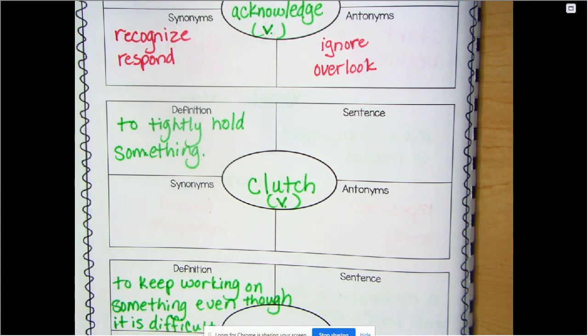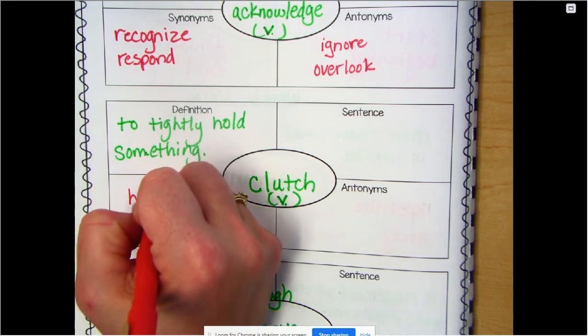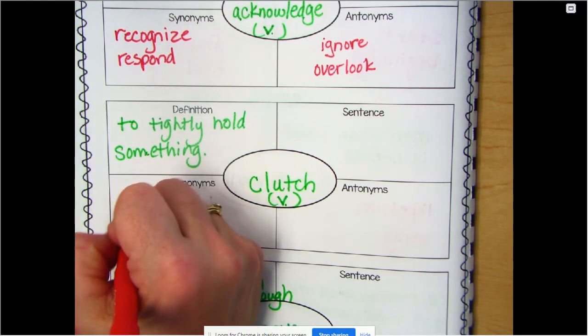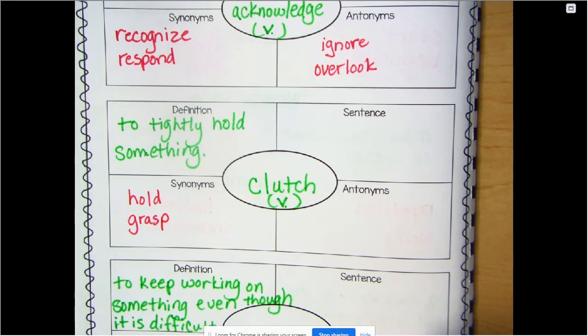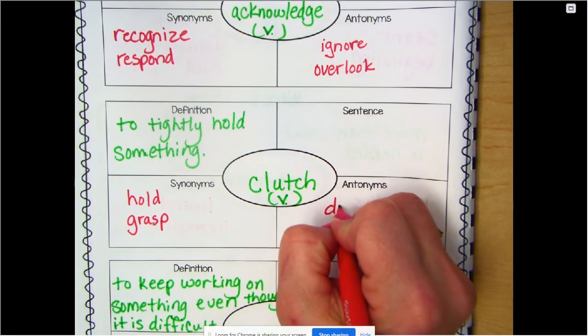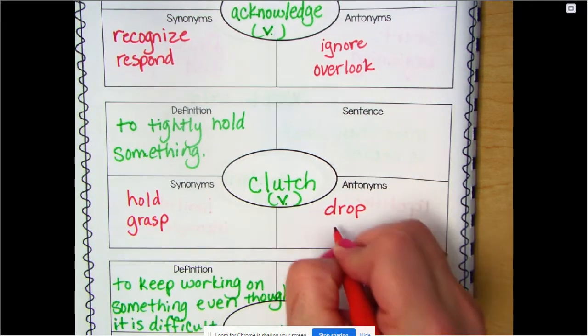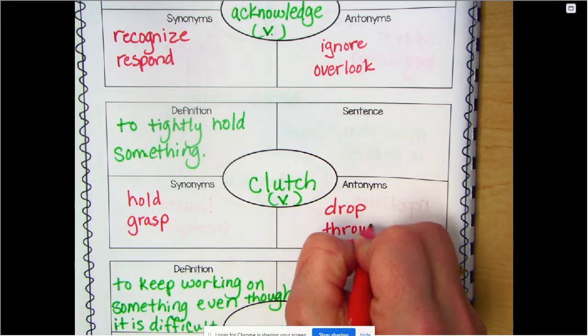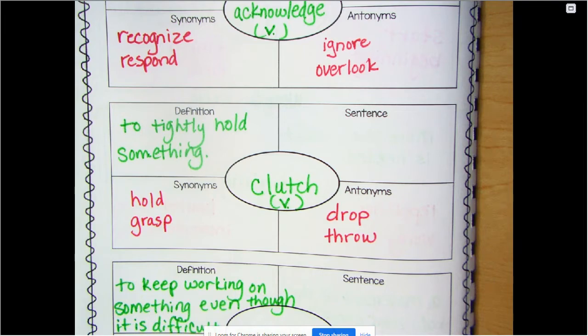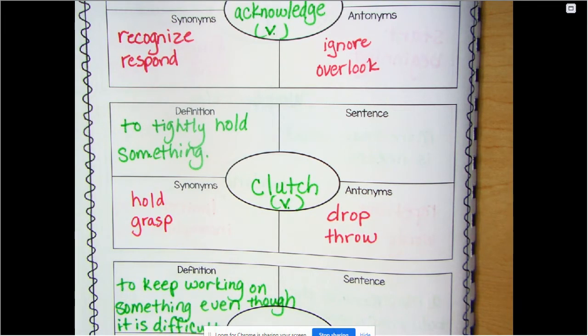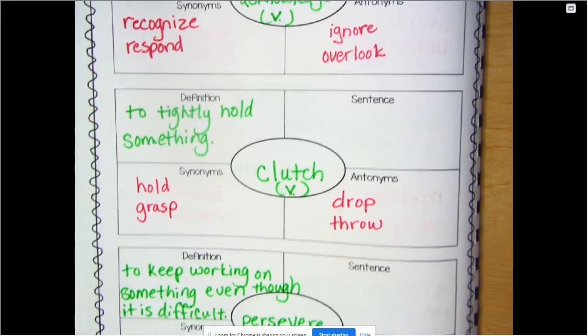The next word we're going to go to is clutch, to tightly hold something. To tightly hold something. So hold would be a good one. Grasp, maybe. Grasp. So what would be the opposite of clutch or hold or grasp? That would be drop. Or maybe throw. Make sure that you've got that written down.